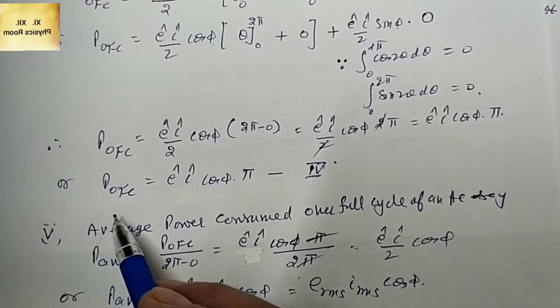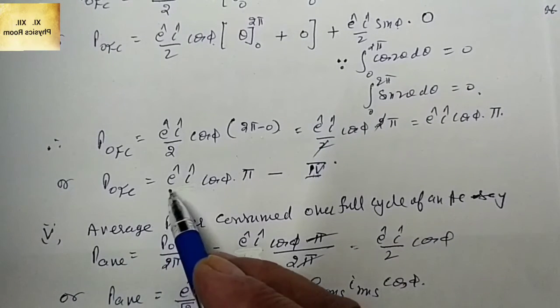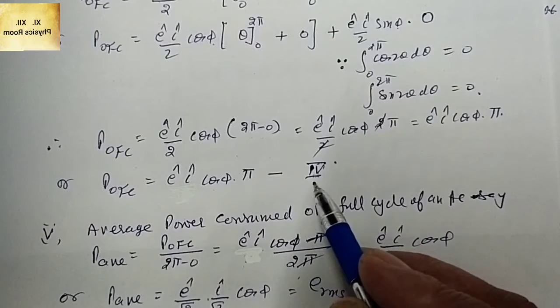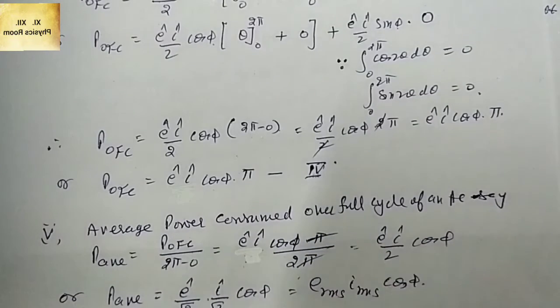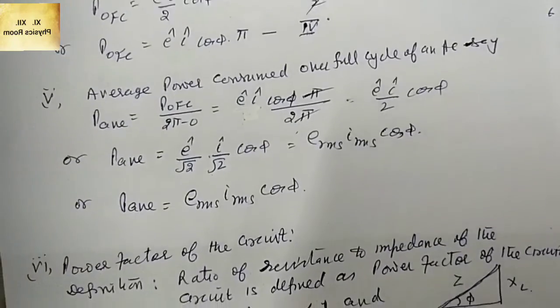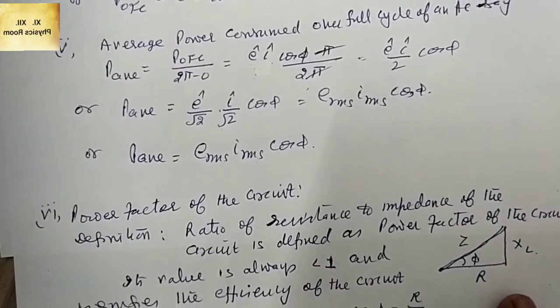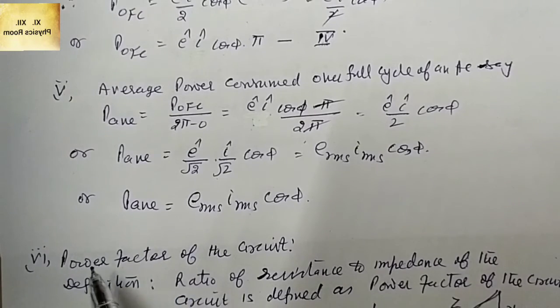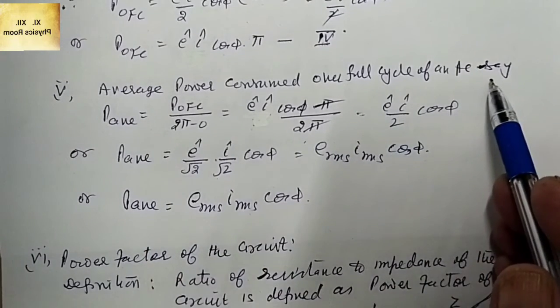Power over a full cycle is equal to E max I max cos phi into pi. Let us mark it as equation number 4. Now, fifth step, we calculate the average power consumed over a full cycle of an AC.